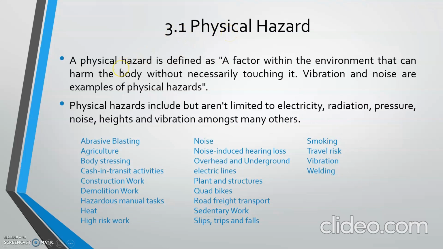What is meant by physical hazard? It is defined as a factor within the environment that can harm the body without necessarily touching it. Vibration and noise are examples of physical hazard. So it includes but is not limited to electricity, radiation, pressure, and there are so many examples of physical hazard that have been listed here.